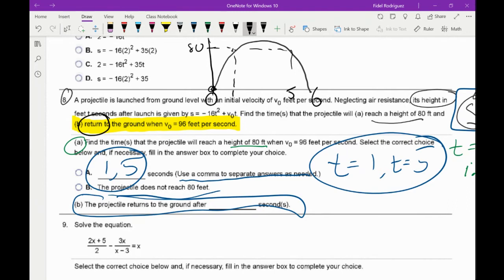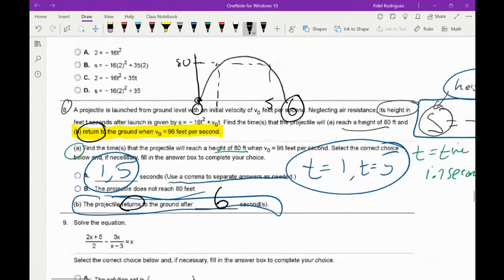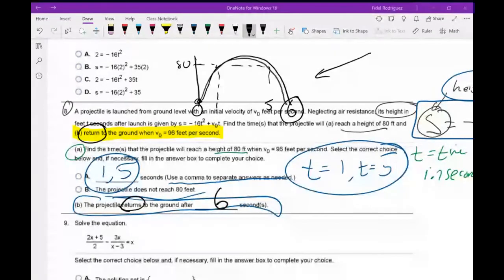When do we hit the ground again? At 6 seconds. So for part B, because it's asking me when we return, I'm just going to put the number 6 right there. Okay. I kind of wanted to draw the picture just so you can get an idea of what's happening. We're shooting this rocket, it's going in the air, and then it comes back down. Okay. So let's see. I want to make sure we're all good here.